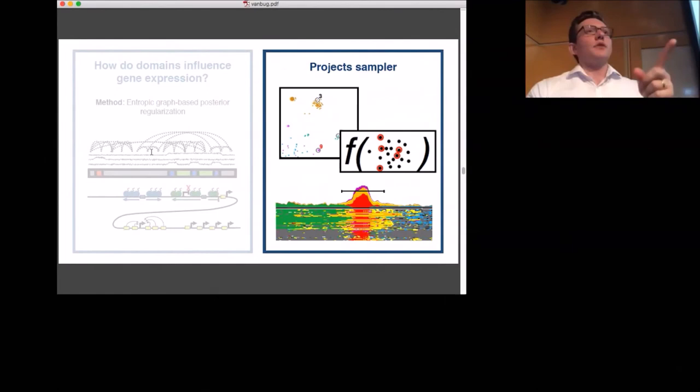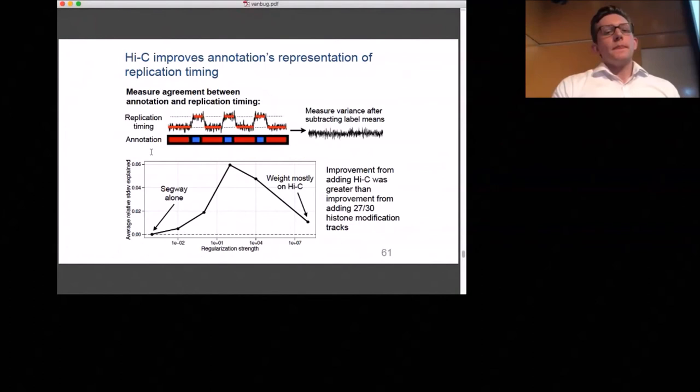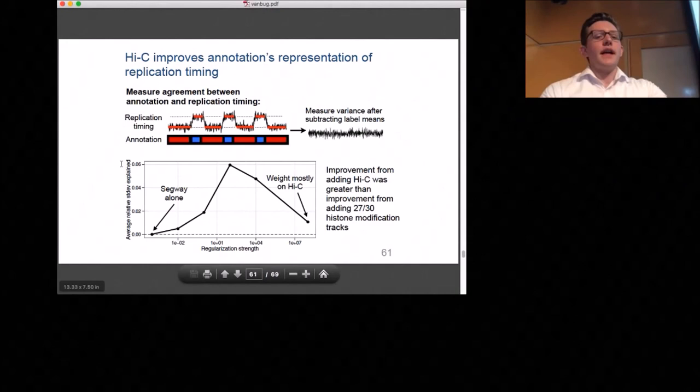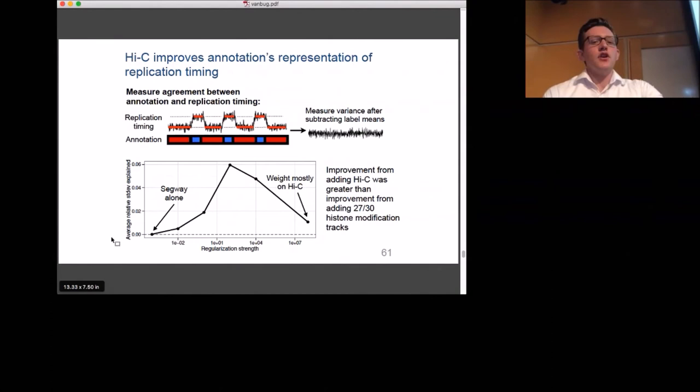Okay, so you wanted to know how do we evaluate whether or not we're doing a good job using graph-based posterior regularization. What I'm showing you in this plot, on the vertical axis, is how well the annotations represent replication time data, which is a good proxy for domain identity. That data was not used as input to the model. That metric, the explanation of replication time, is kind of our gold standard. How does that vary as a function of whether or not we use EGPR?